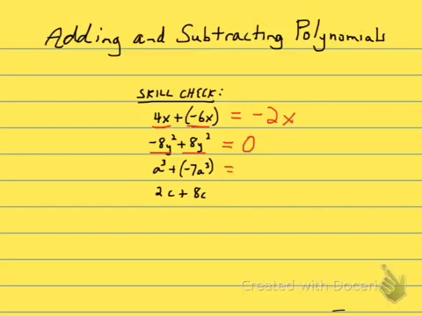Alright, here. What's in front of this a cubed? Remember, an invisible 1. And here's a negative 7a cubed, so 1 plus negative 7 would be negative 6a cubed. Alright, 2c plus 8c, like terms. 2 plus 8 is 10. Okay.